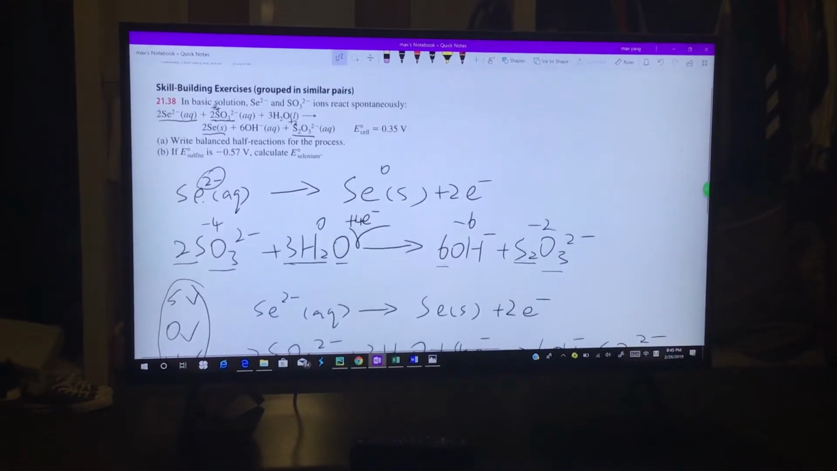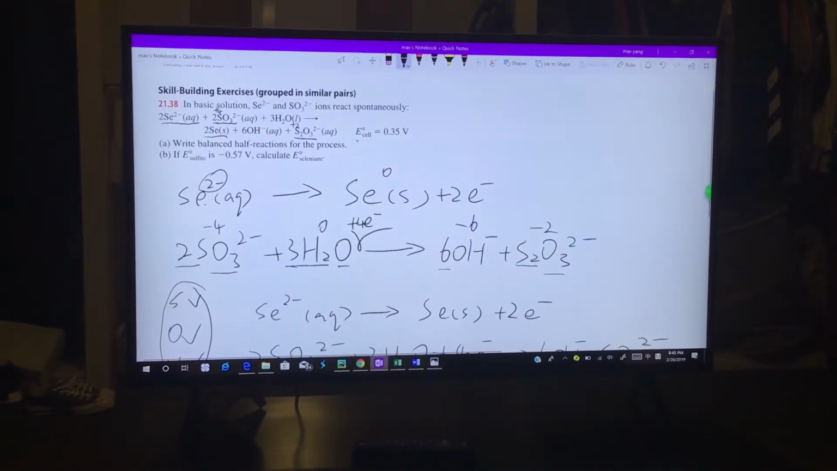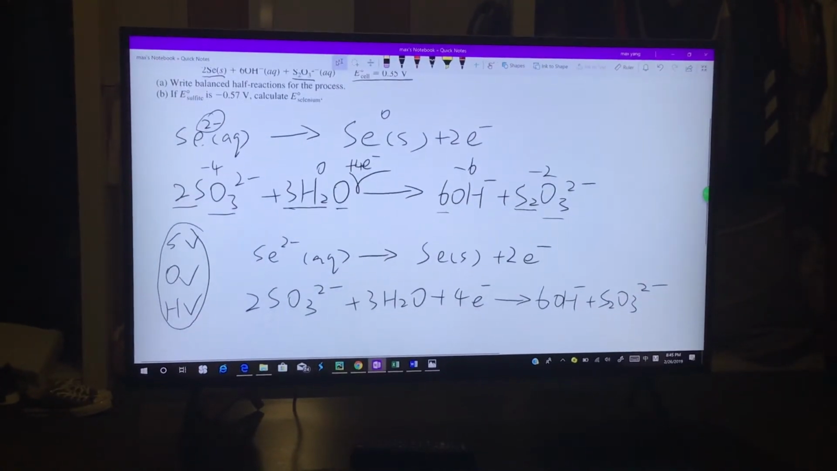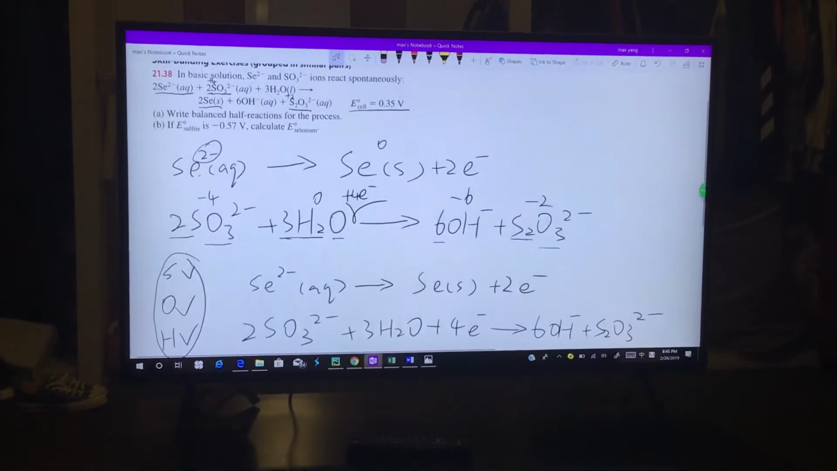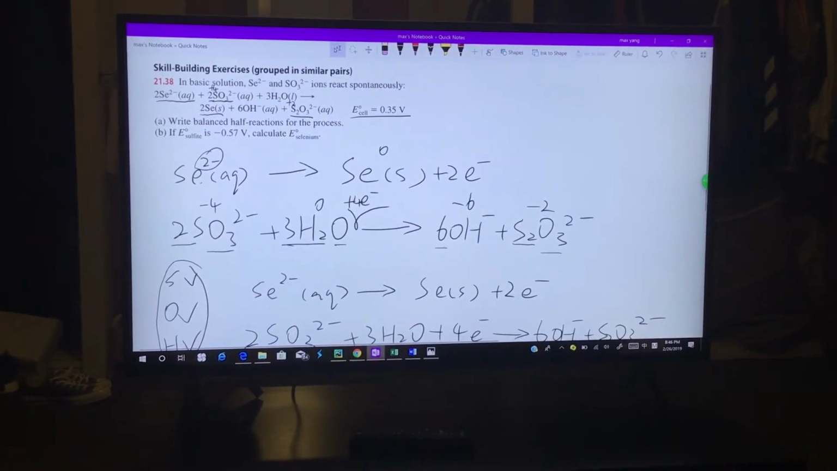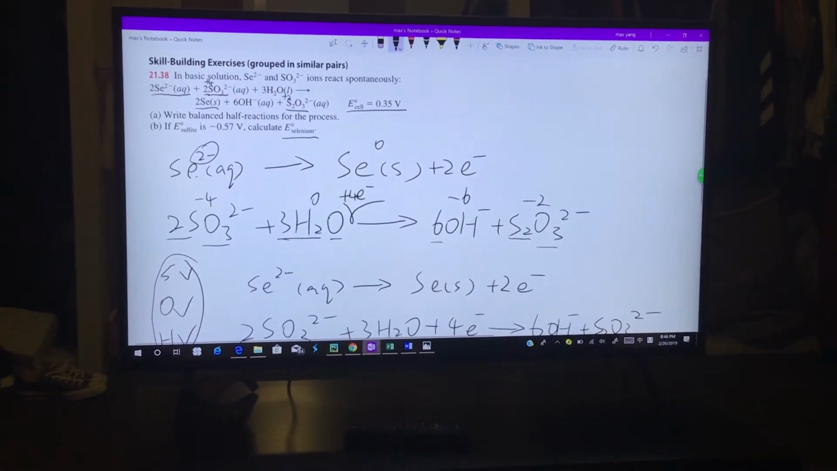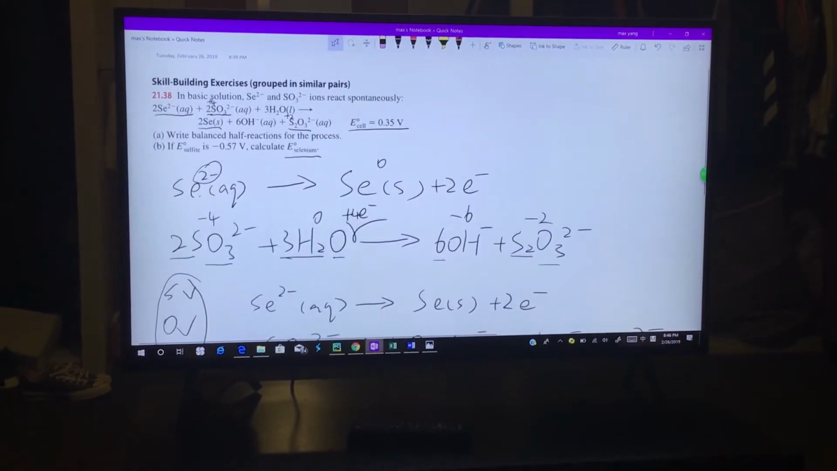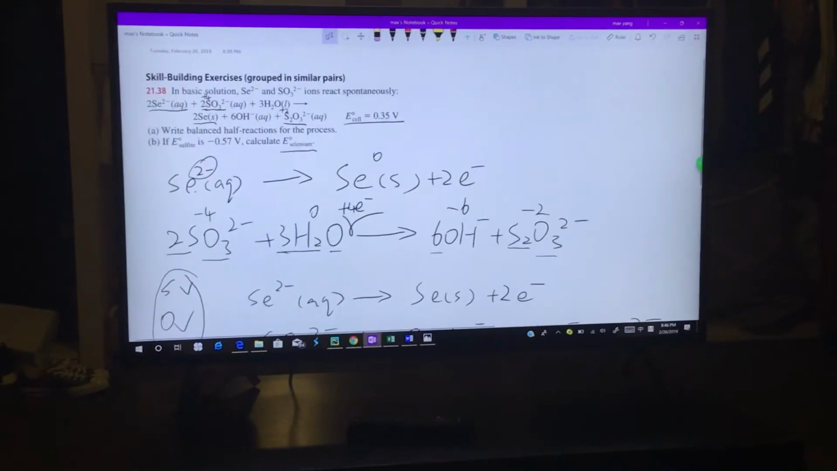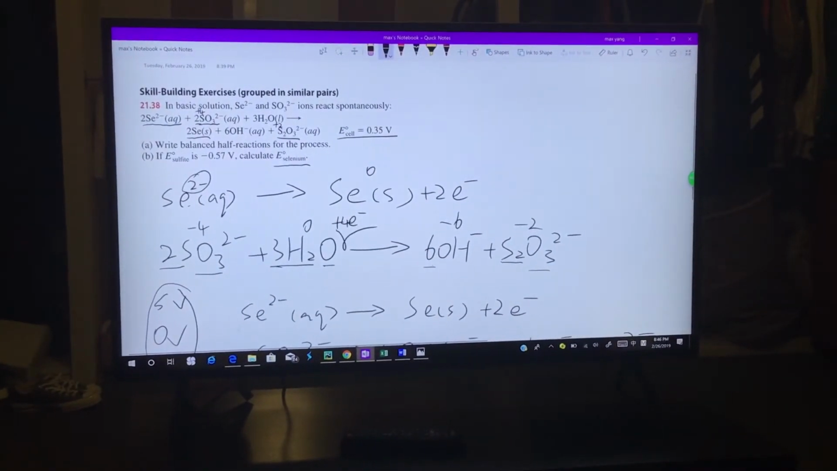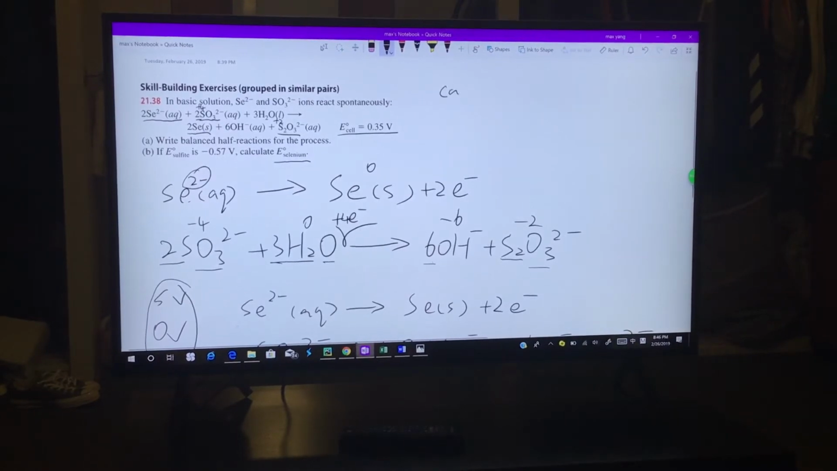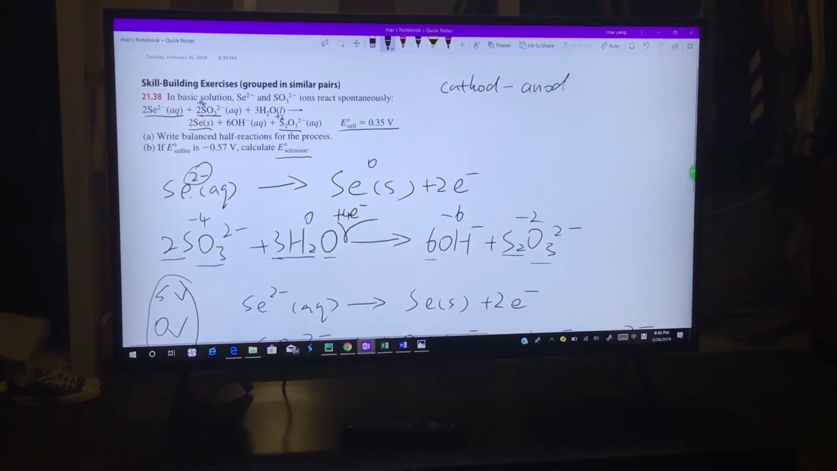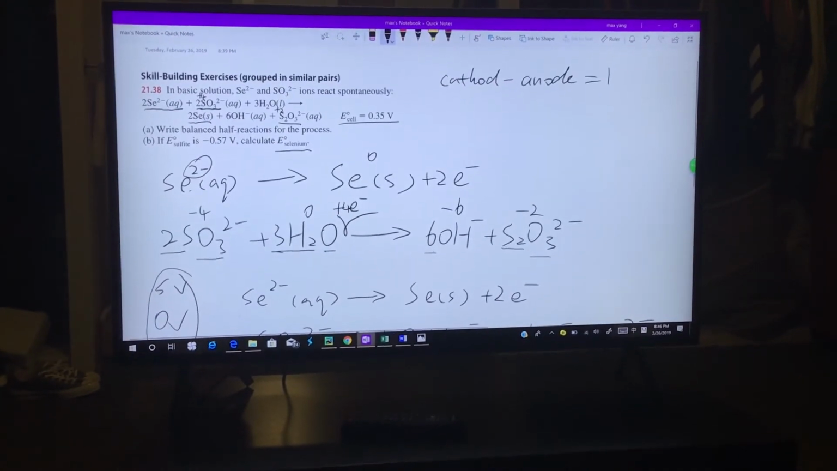And now for part B, since we're already given this 0.35 voltage, we are trying to find the standard E for Se. Remember we figured that the Se is going through oxidation, which means it's the cathode. So it's the cathode minus the anode, which gives us the final voltage.